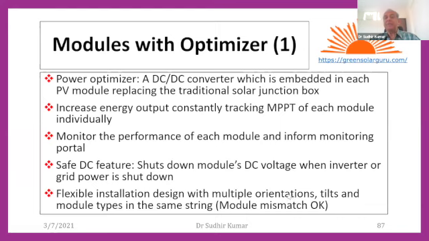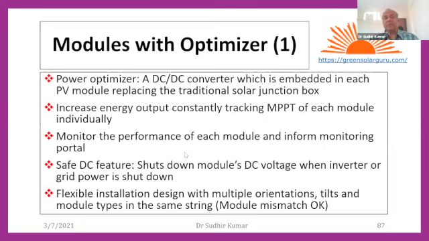Multiple orientations. In normal cases, if you have different orientations, you don't get proper power. In this case, you can keep multiple orientations. One can be south, one can be north, one can be east, and even then you get good power. So different tilts, different orientations. Module types also you can use different. Normally, if you have a 350 watt module, then all should be 350 watt modules. It's necessary. Otherwise, your power will be reduced.